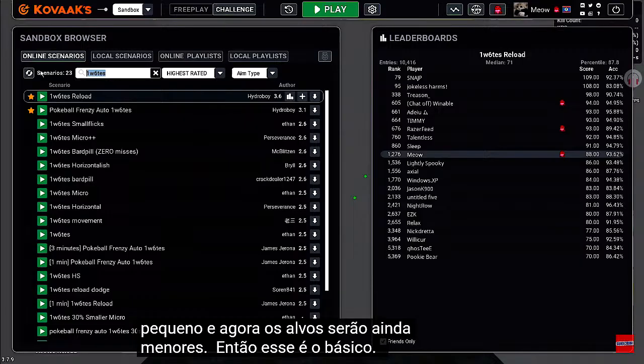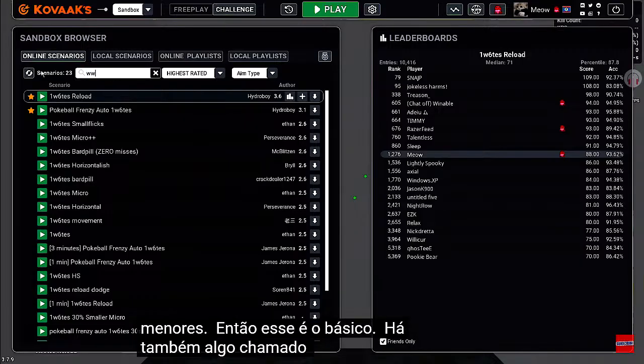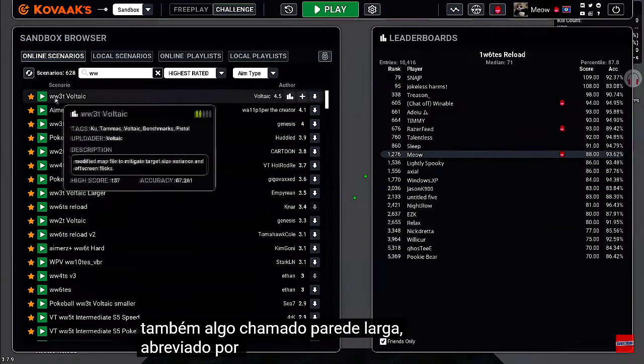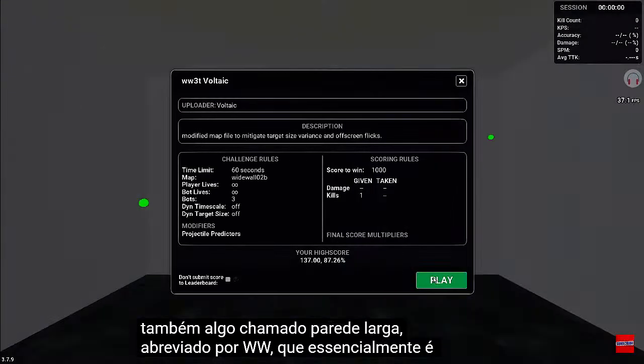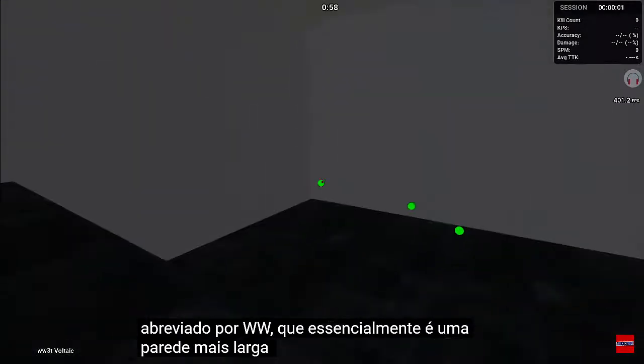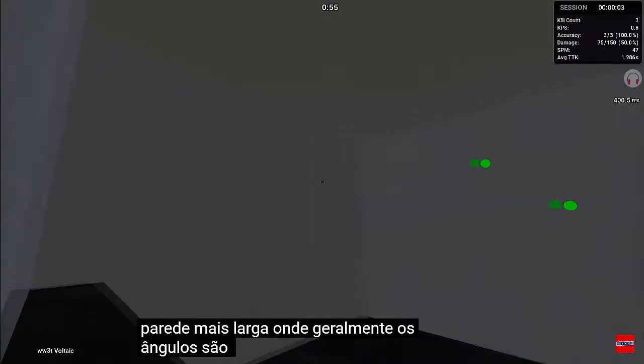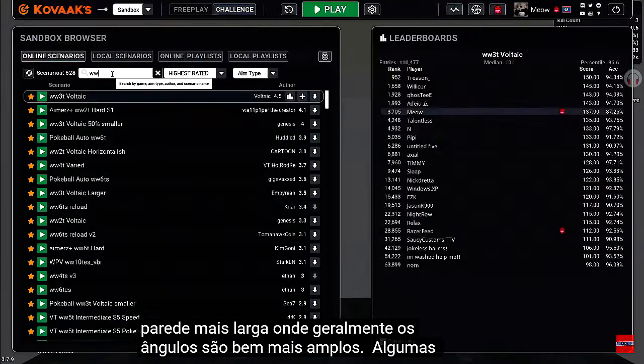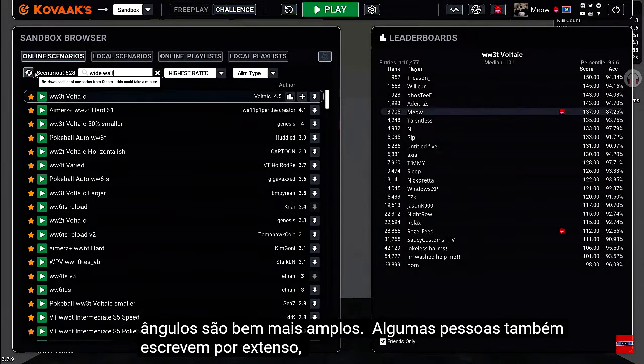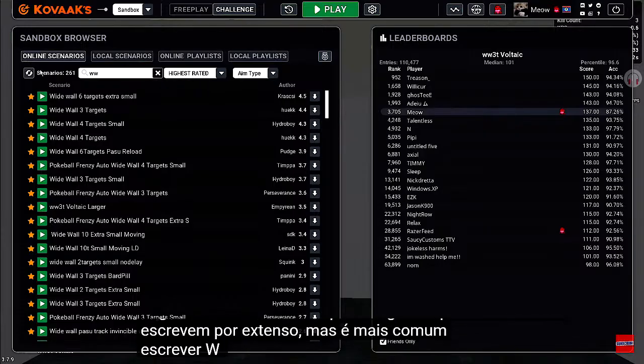So that's the basics. There's also something called wide wall, which is shortened to WW, which essentially is a wider wall where the angles are usually way broader. Some people also spell it out, but it's more common to write W and W.